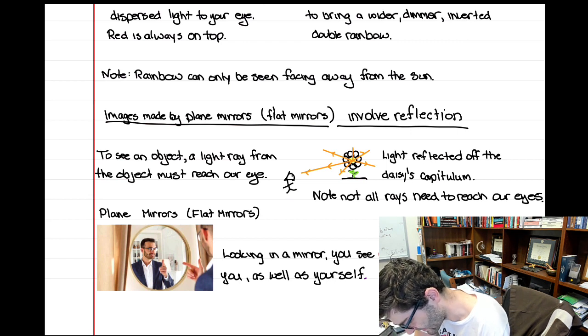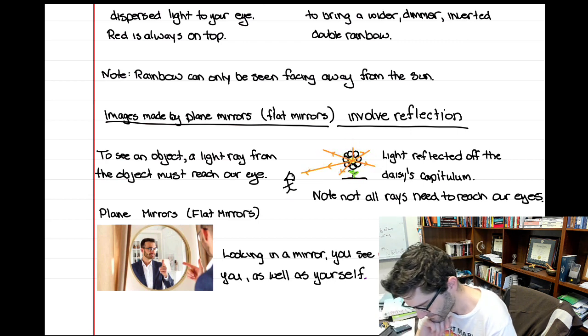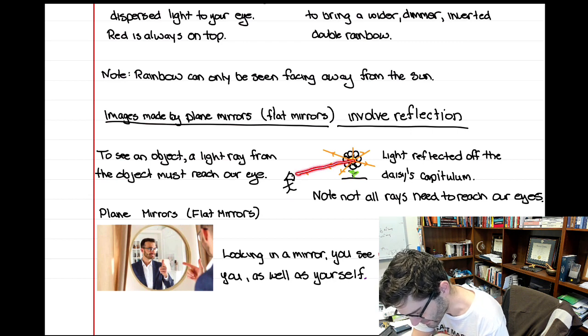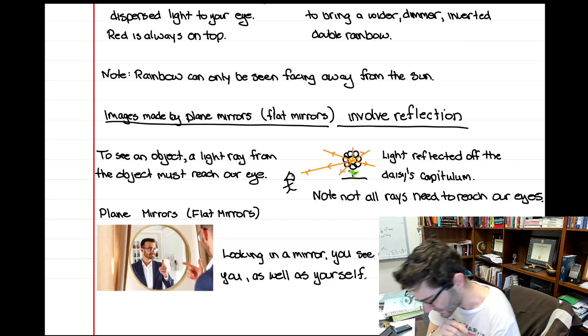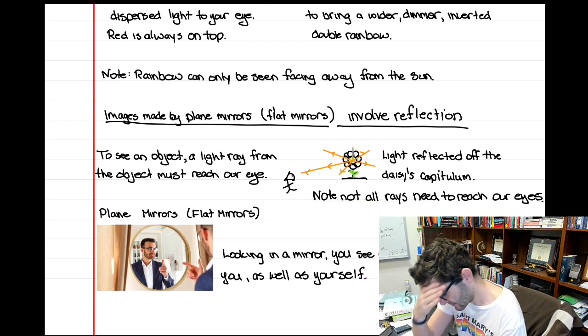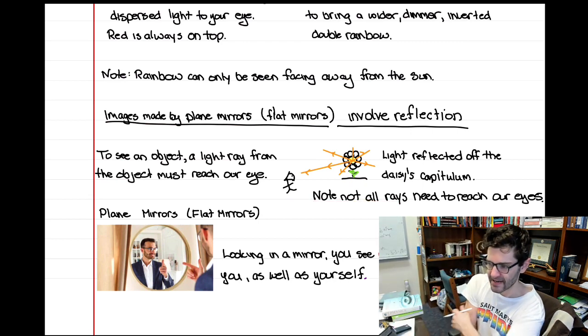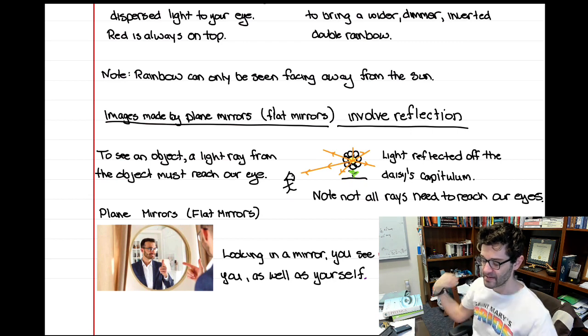So for example, when light reflects off this middle part of the daisy, there's many, many more light rays that I'm drawing here, and they're all going off in all directions. Some of those make it to my eye, and so my brain and my eye then sees, since light came from this direction, there's a daisy located here. And again, not all the rays need to reach our eye. And the rays that we draw in this class really comprise many, many rays.